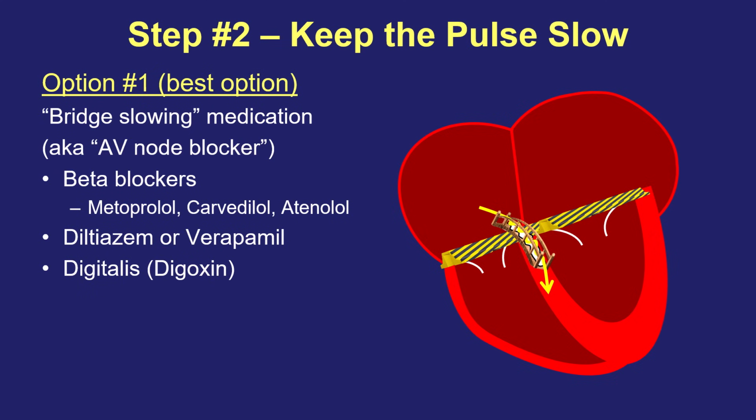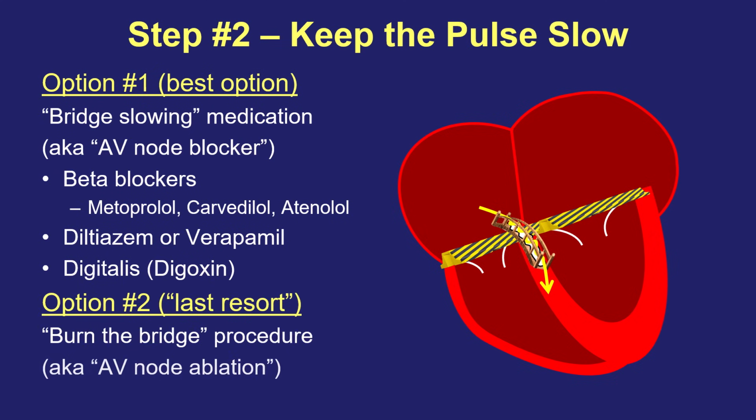Sometimes these medicines don't work, and we'll talk about this more later in the video, but there's a second option, which we think of as a last resort. If medicines are not working for one reason or another, we can actually burn that bridge and permanently damage it. This is called an AV node ablation. And this is a last resort that's rarely needed. And again, I'll review this later in the video.